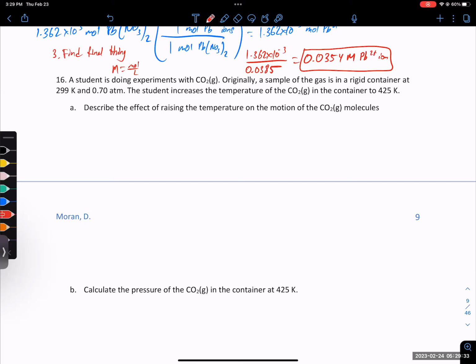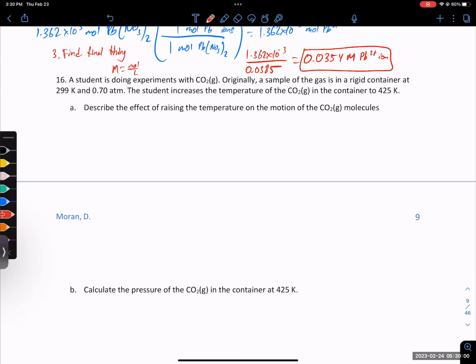All right, time is up. Does someone on Zoom want to explain their answer for A? In case you didn't know, this was a word problem, so I expected you would maybe write a single sentence. Describe the effect of raising the temperature on the motion of CO2 gas molecules. How does increasing the temperature affect the molecules?